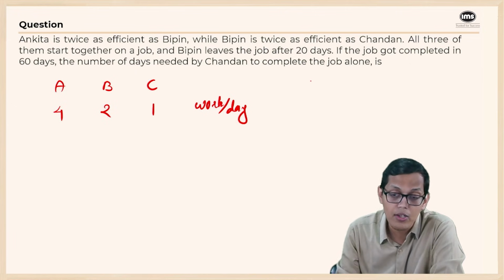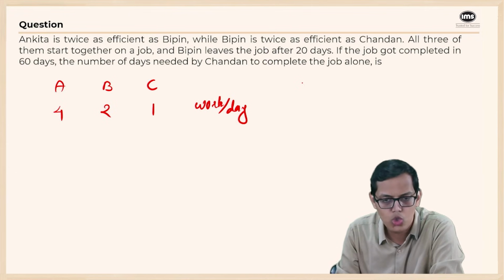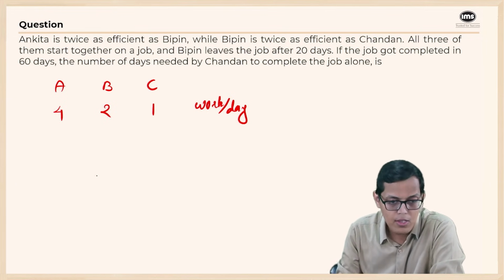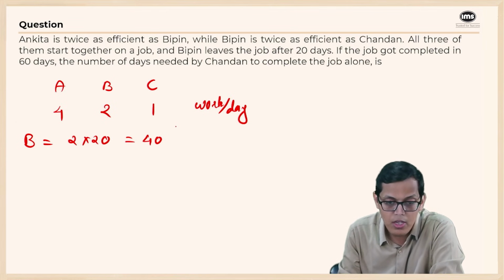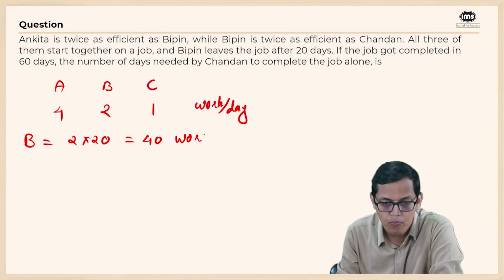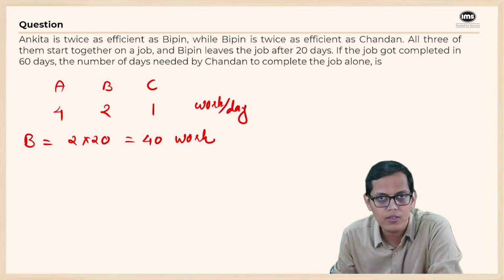Further, they are saying that all three of them start together on a job. Bipin leaves the job after 20 days. Now, Bipin is somebody who does 2 units of work in a day. Bipin worked for 20 days. So before leaving, Bipin would have finished 2 into 20, 40 units of work out of the entire work.